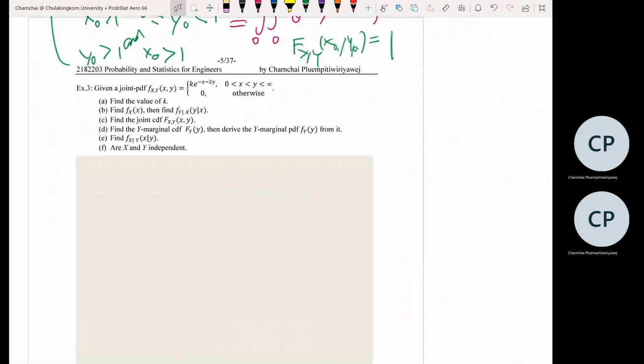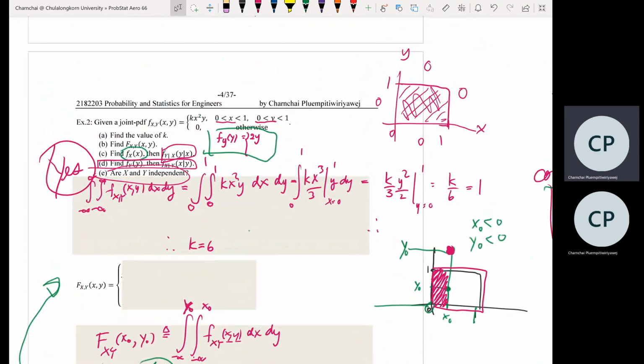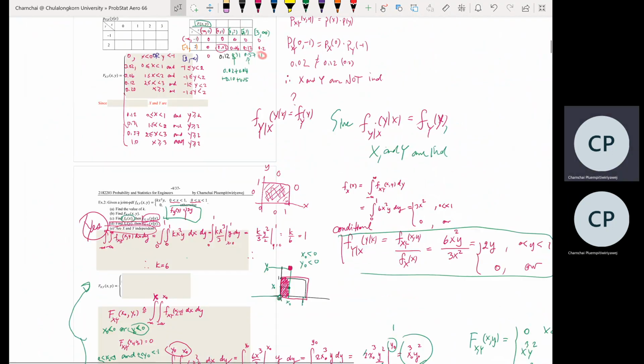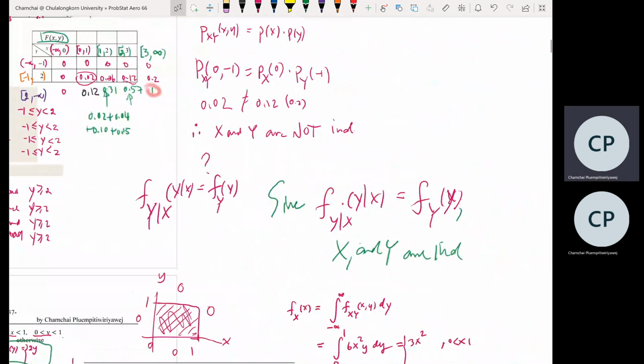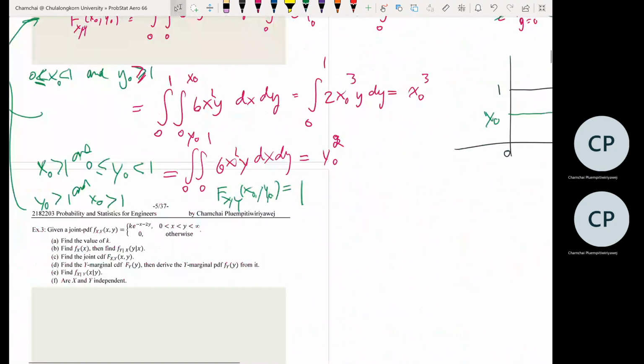Okay, you do this problem yourself. Going back to the slide, what I wrote here earlier: since f of y given x equals f of y, therefore x and y are independent. Okay, one more.